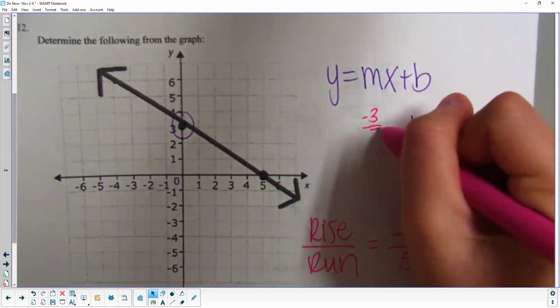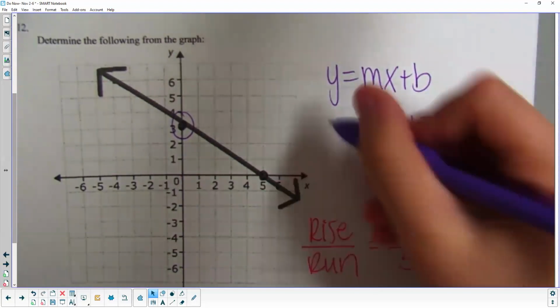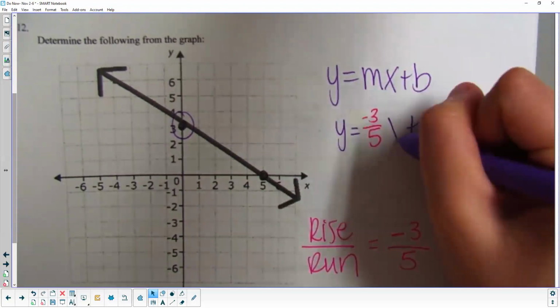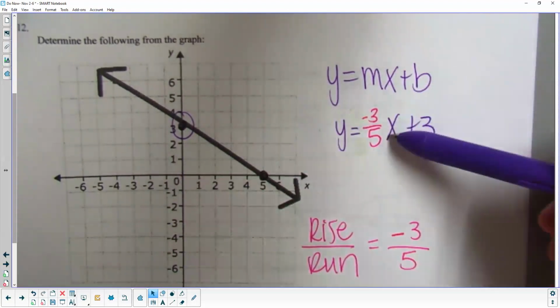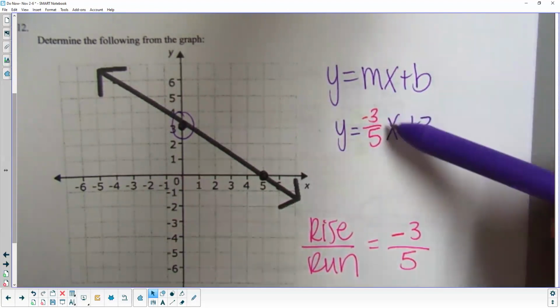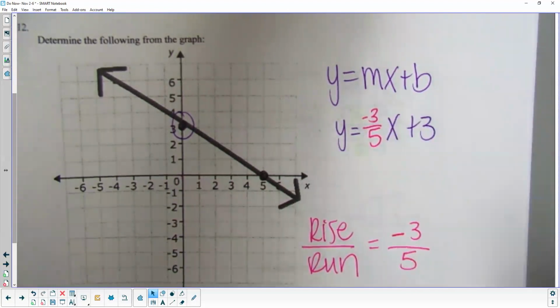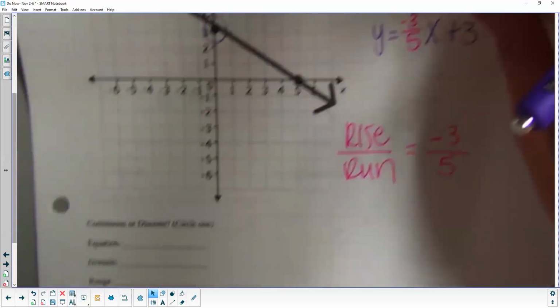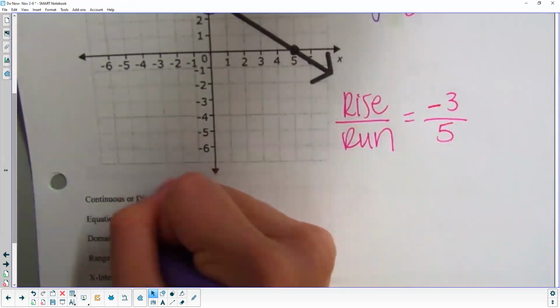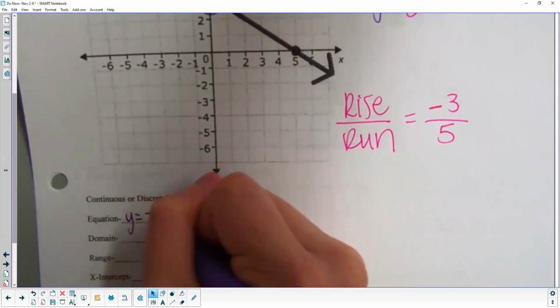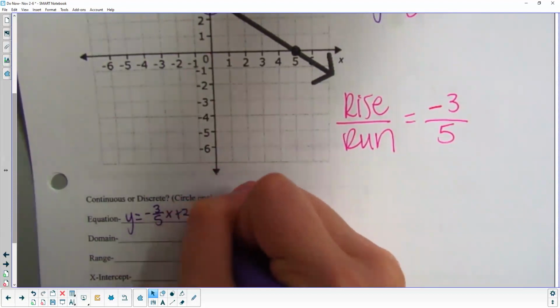Negative 3 over 5. Now, don't forget you need y equals, but you also need an x. A lot of people left out this x right here being multiplied by your slope. So if we're thinking about this, y is equal to negative 3/5 x plus 3.